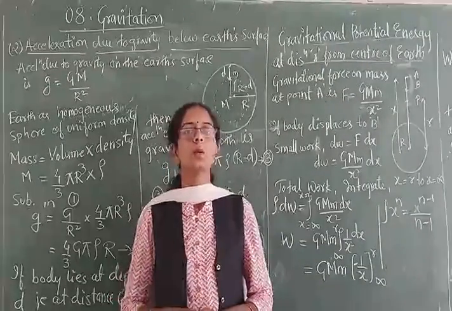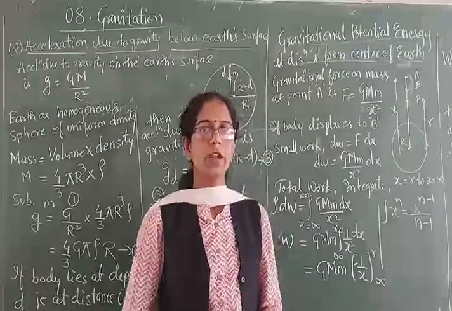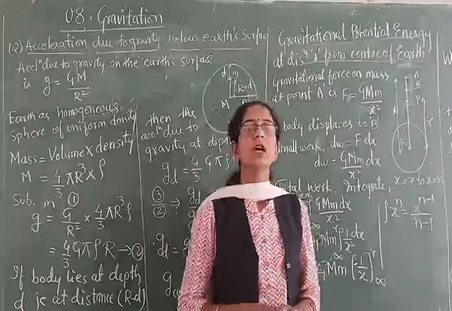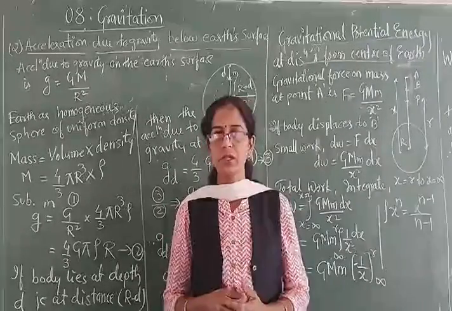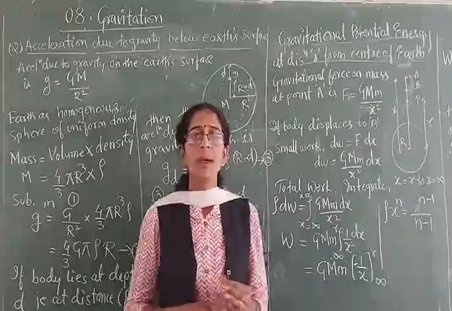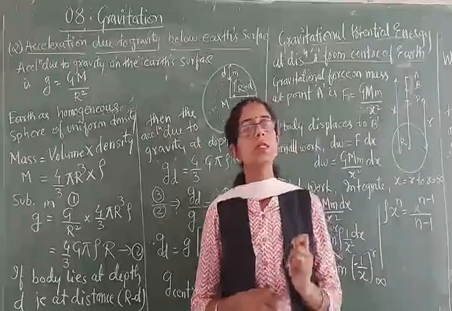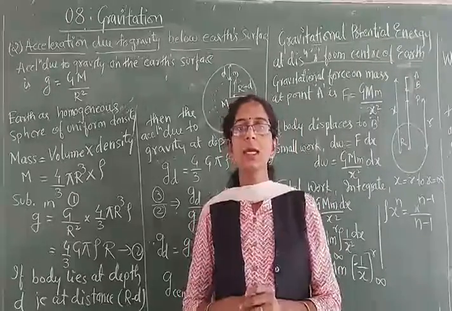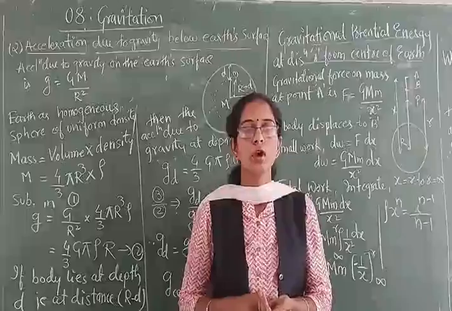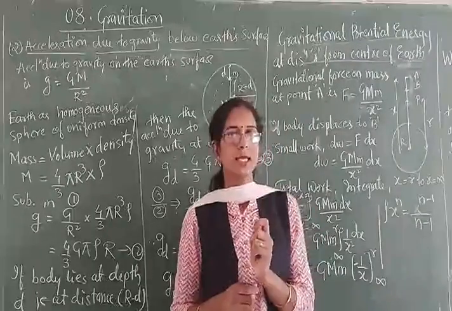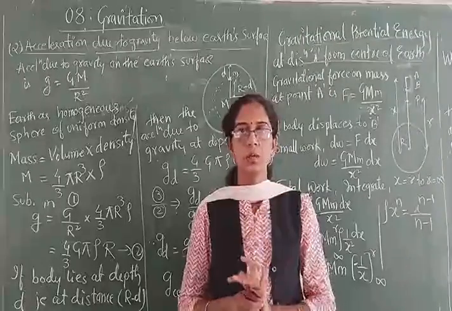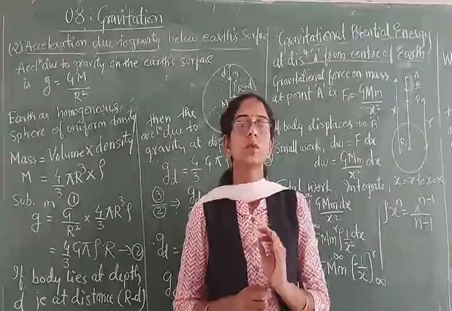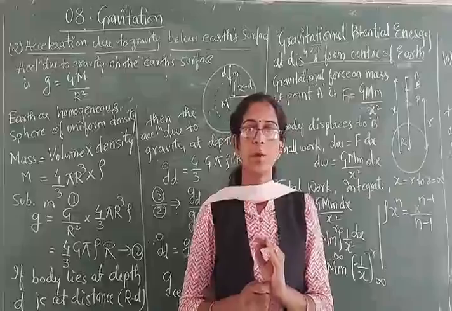Students, let us begin with the next content of our derivation. We were dealing with the chapter gravitation, in which we have learnt about acceleration due to gravity. What is meant by acceleration due to gravity? It is nothing but the velocity increase in the given object per second when it is falling under the effect of Earth's gravitational pull. And we know that its value on the surface is 9.8.